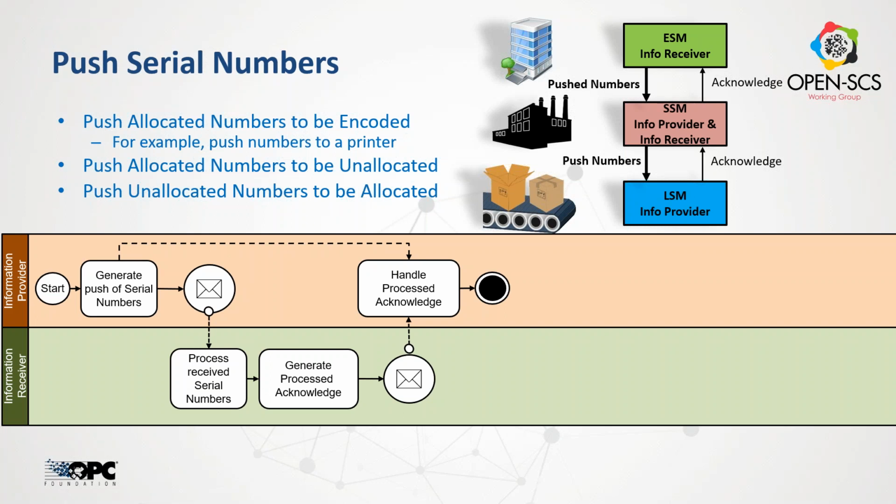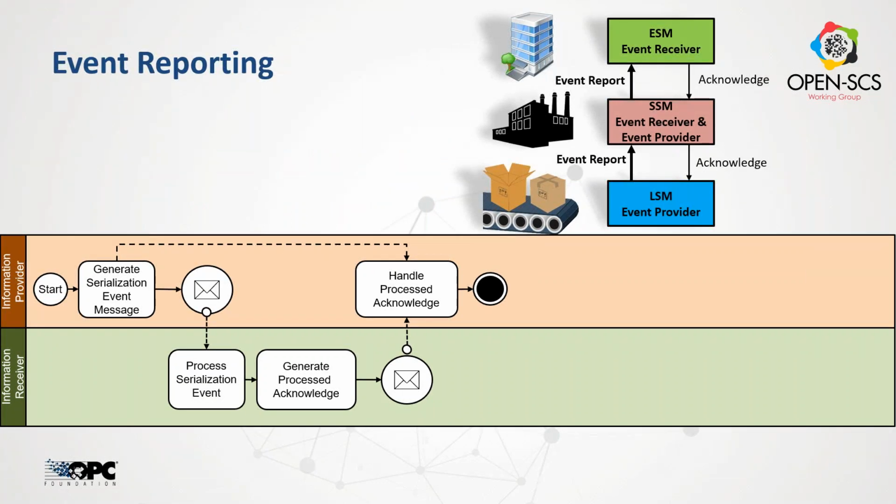So instead of a pull, which was the previous one, this is a push that simply says, here's how I'm going to push these numbers down, maybe push these numbers so they can be encoded to a printer, or push allocated to be unallocated. So my enterprise system will push a whole set of numbers down, or unallocated to allocated, any one of these sets of services. So we have services on both sides that say, okay, here's the push. Here's how I can push a set of numbers down to a system rather than that system asking for those numbers.